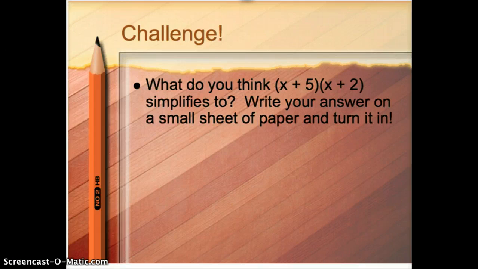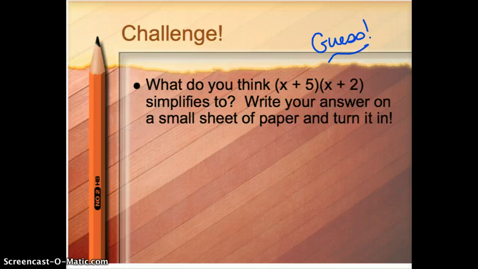What do you think the quantity x plus 5 times the quantity x plus 2 simplifies to? I want you to write your answer on a little small sheet of paper and save it to turn it in. Do not move on with this lesson until you have a guess for this, because it's really important that you're making a prediction about this problem. Most of you probably said something like x squared plus 10, or maybe 2x plus 7, or who knows what you said. But we're going to see if you're right.